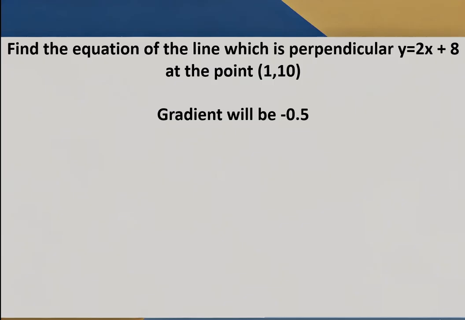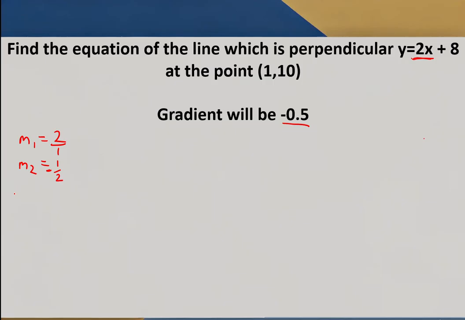So perpendicular to what, this one right here? That means I know m1 is 2. So my second gradient, I must flip this, and that means it will turn into a half. My first gradient was positive, so my second gradient is negative. So I've got that my gradient will be -0.5.